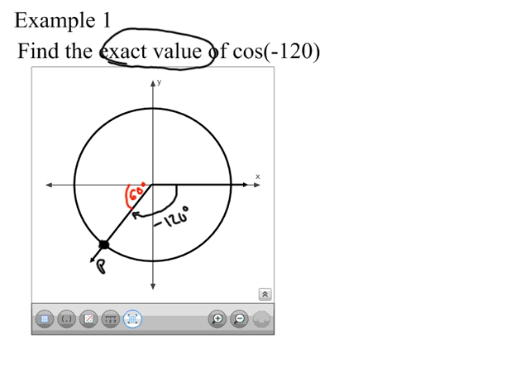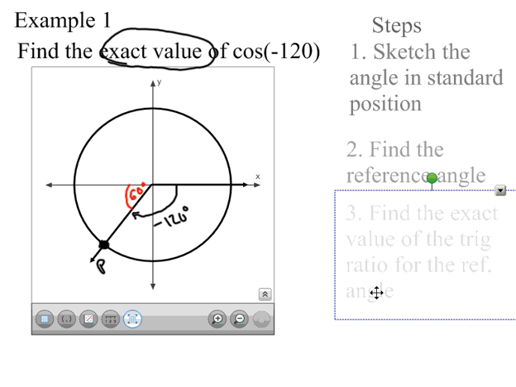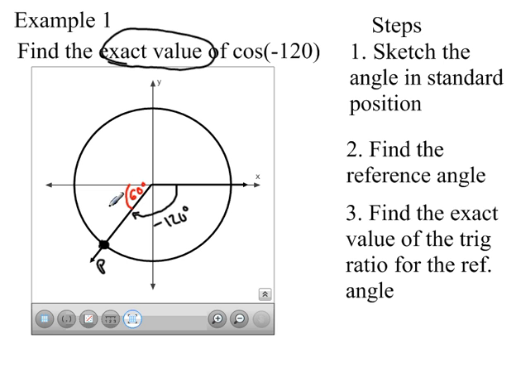So here's what I know so far. I know that the cosine of 60 degrees is 1/2. So let me just go ahead and write that here. Cosine of 60 degrees is equal to exactly 1/2. But as you can see, the angle is over here in the third quadrant. And in the third quadrant, cosine is negative.